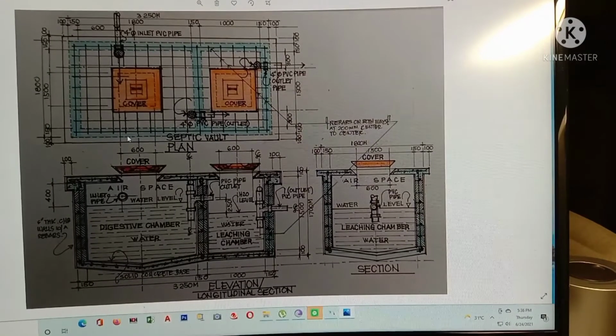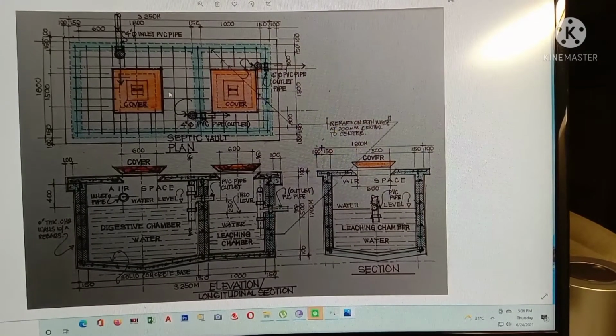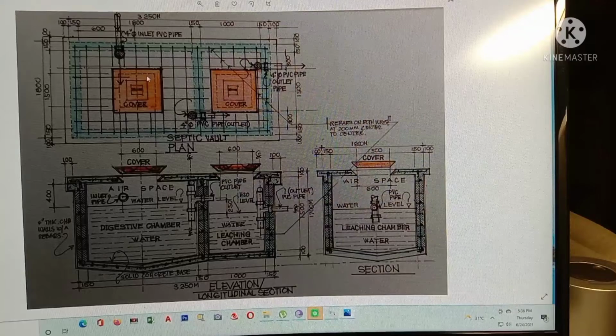Okay, so look at this. The digestive chamber is the area that collects the main waste matter from the higher floors down to the ground floor. All the waste matter will be connected through this chamber. This chamber is composed of big elements of waste matter. Once this is digested, it will be thrown out into the next compartment, which is the leaching chamber.